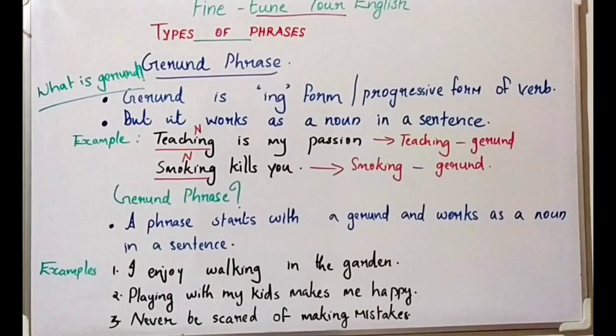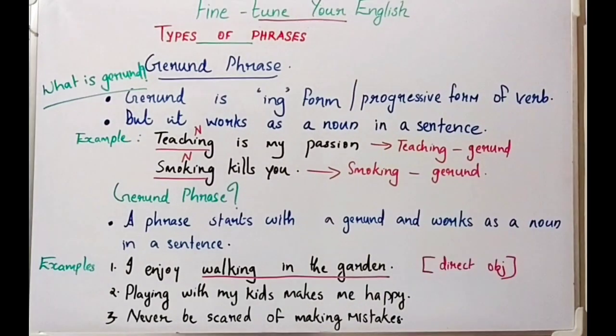Okay, then see what a gerund phrase is. A phrase that starts with a gerund and works as a noun in a sentence is a gerund phrase. Just like a gerund, a gerund phrase also acts as a noun in a sentence and it begins with a gerund or ing form of the verb. See the examples given below. I enjoy walking in the garden. Here, walking in the garden is the gerund phrase, the direct object of the sentence. So, the first function of a gerund phrase is direct object of the sentence.